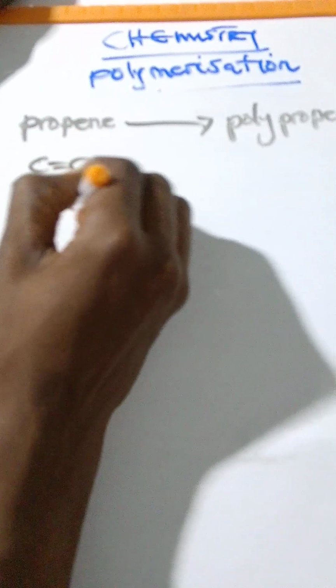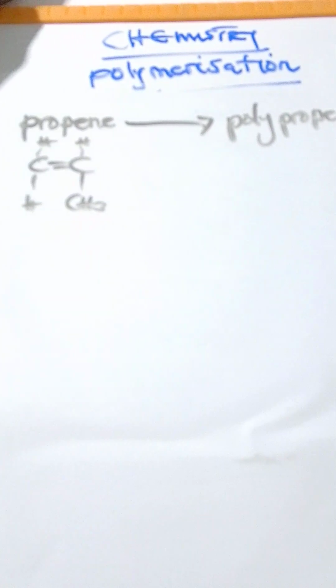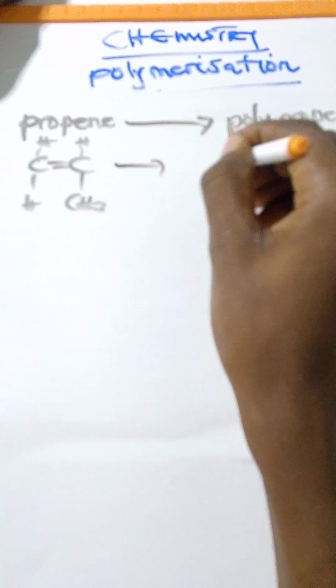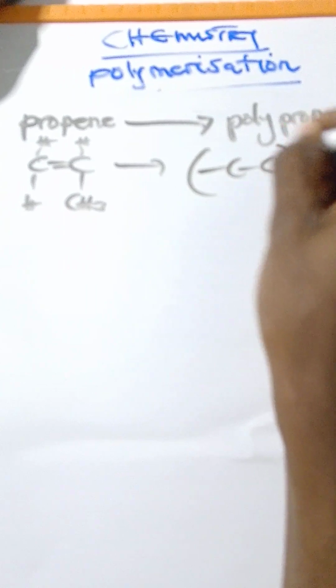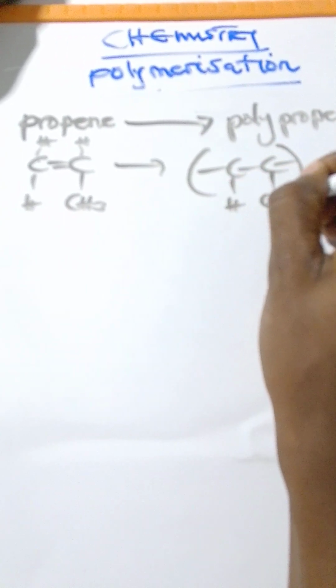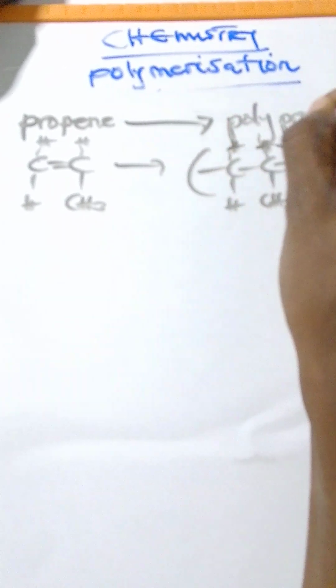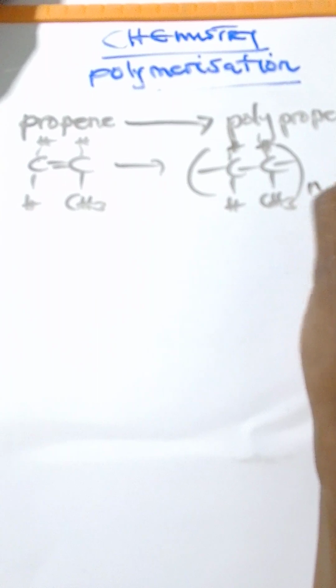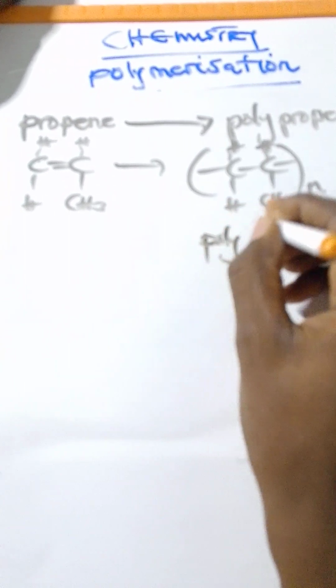So we have this like that. Then it will be carbon, carbon. So we have the methyl group here, CH3, then hydrogen and hydrogen. So this is what you call now the polypropene. Its trade name will be polypropylene.